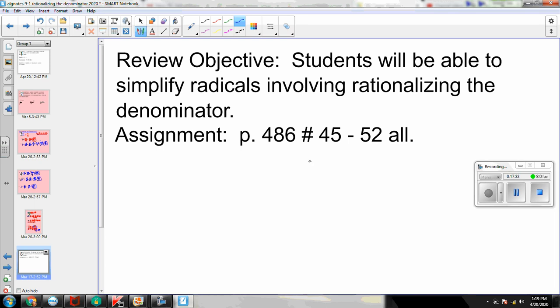Today your assignment is page 486, numbers 45 to 52 all. You're going to go to the Big Ideas online textbook and enter your answers there.